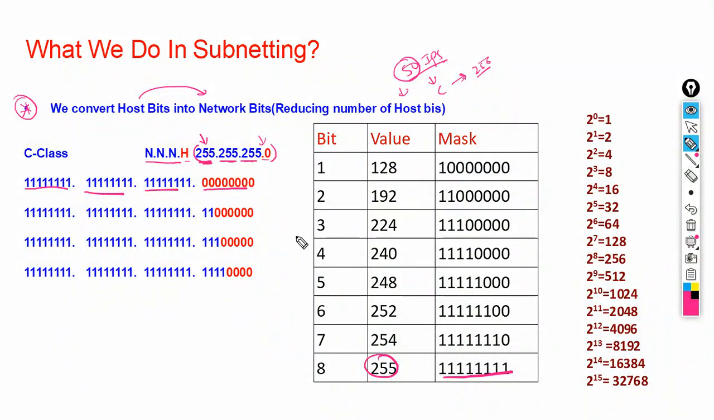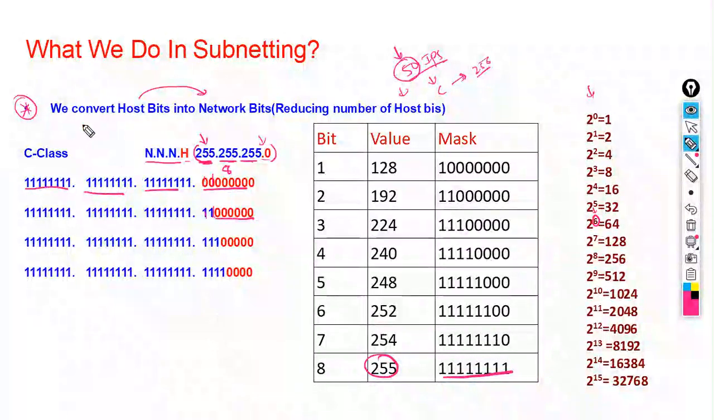Now what do we do? Where is this requirement of 50 falling in the 2 power table? 2 power 6, right? So how many zeros do we have currently? 8 zeros. And our requirement is falling at 2 power 6. So out of these 8 zeros, we will keep 6 zeros, and the remaining zeros will be converted to ones.